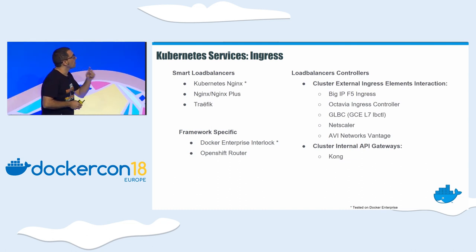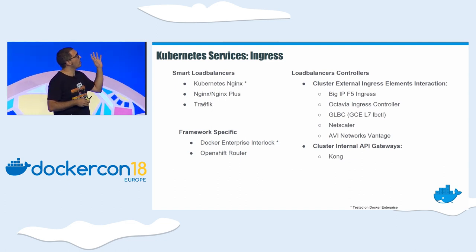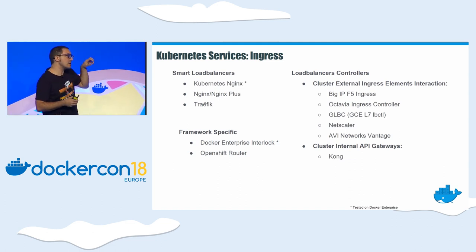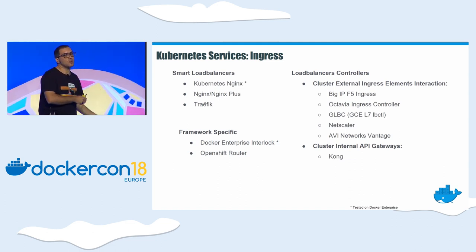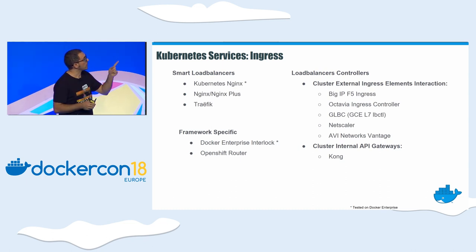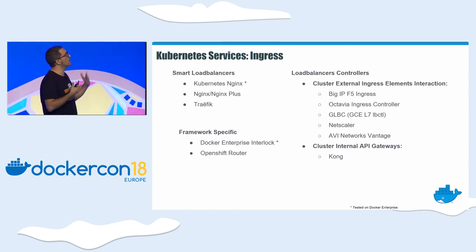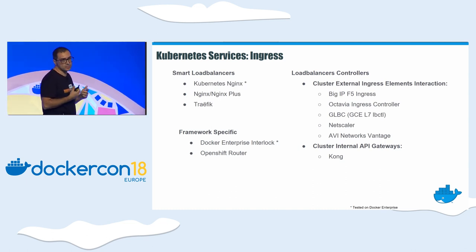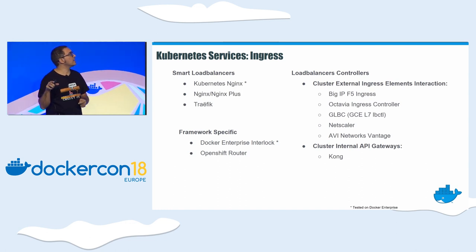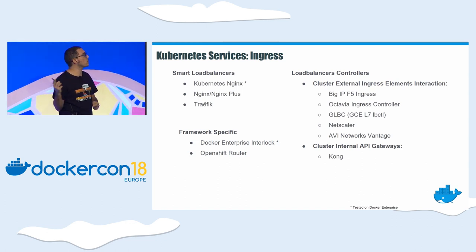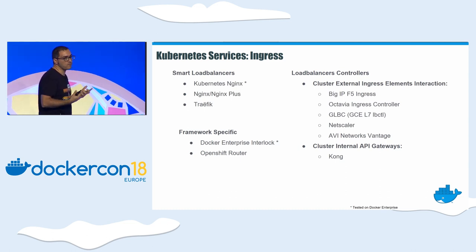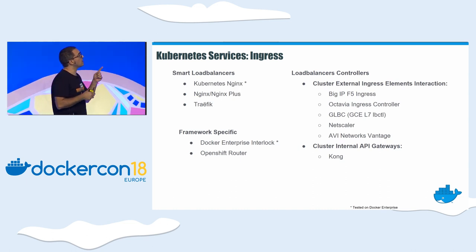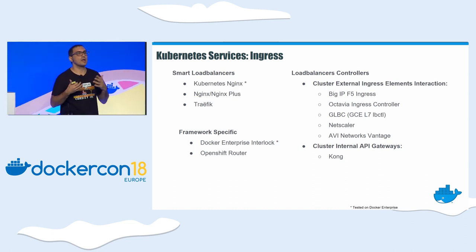On the other hand, we have what we call load balancer controllers. In this case, we are talking about a piece of software, the Ingress controller, that runs inside the cluster and modifies something that is outside the cluster. That's why we can talk about load balancers like, for example, F5, where we run the Ingress controller inside the cluster and it modifies our corporate F5. So it's something that is very, very common. And then of course, we have Ingress controllers for cloud providers.